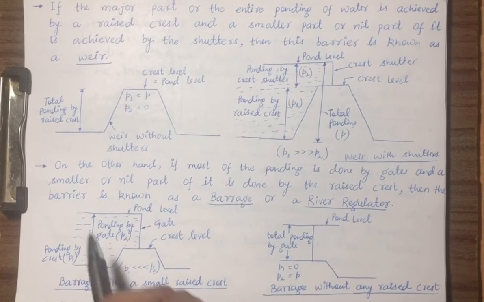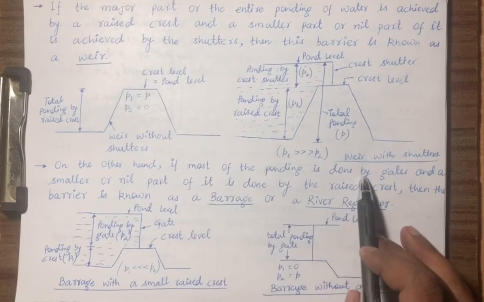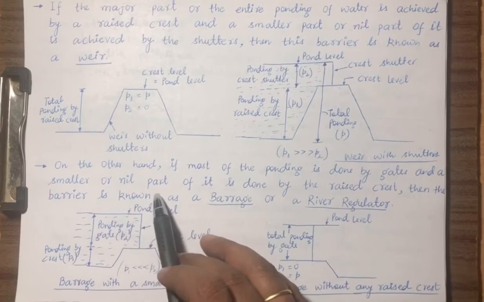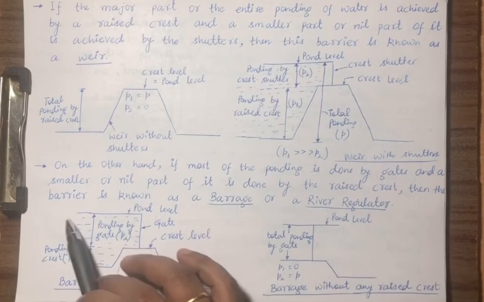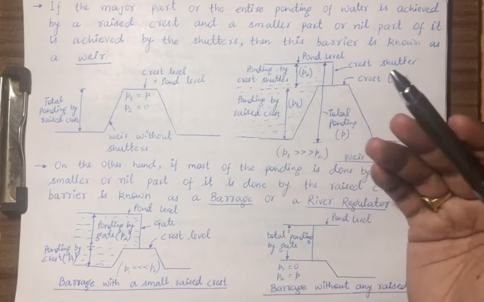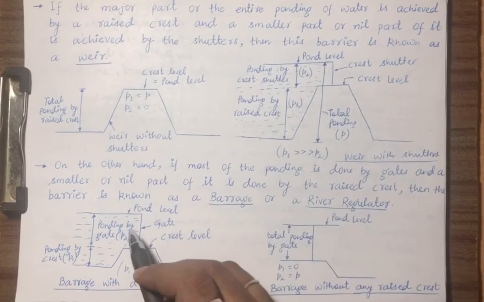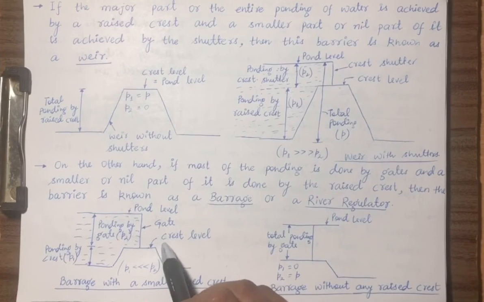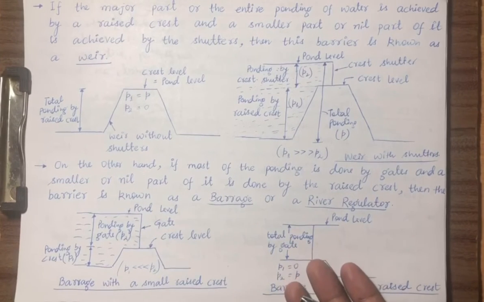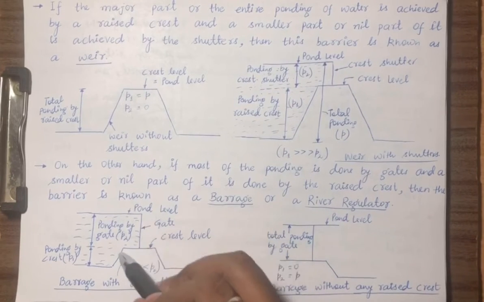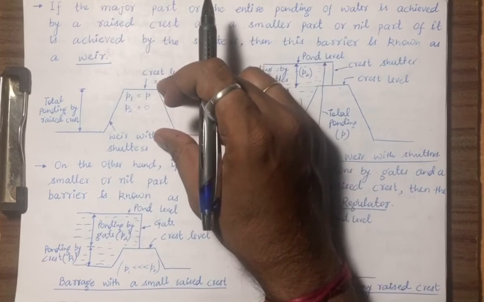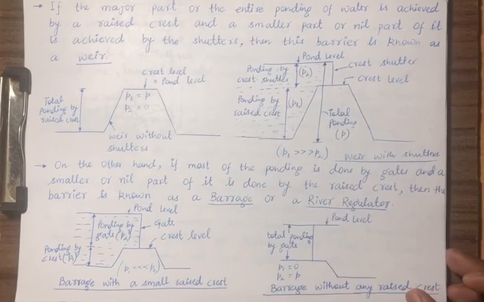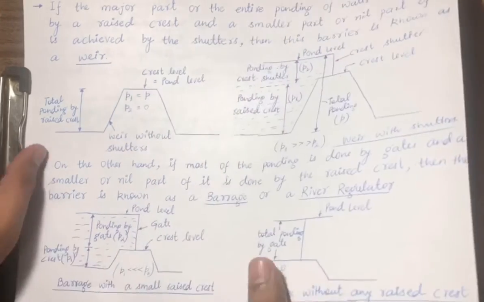On the other hand, if most of the ponding is done by gates and a smaller or negligible part of it is done by the raised crest, then the barrier is known as a barrage. So the reverse of this is a barrage. Here P2 will be very much larger with respect to P1, or in many cases P1 will be 0 also. So the gate plays the major role in a barrage, and the crest plays the major role in a weir. I hope this is clear.